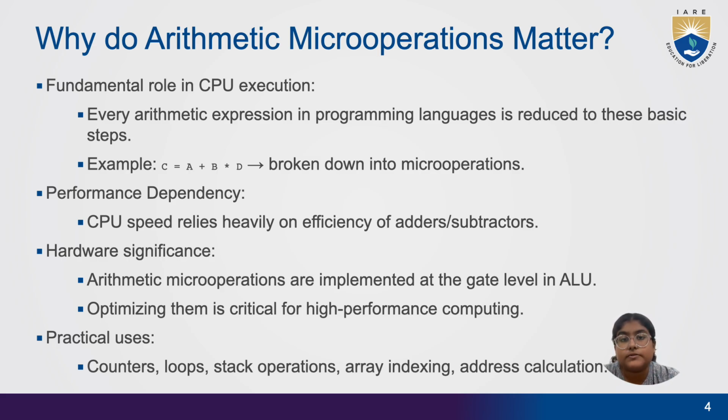Secondly, CPU performance depends heavily on them. The speed of addition and subtraction directly impacts the processor's overall speed. That's why computer architects spend so much effort designing faster adders. And finally, they're used everywhere in counters, loops, iterations, stack operations, and address calculations as well. In short, arithmetic micro operations are like the alphabet of a CPU's language.